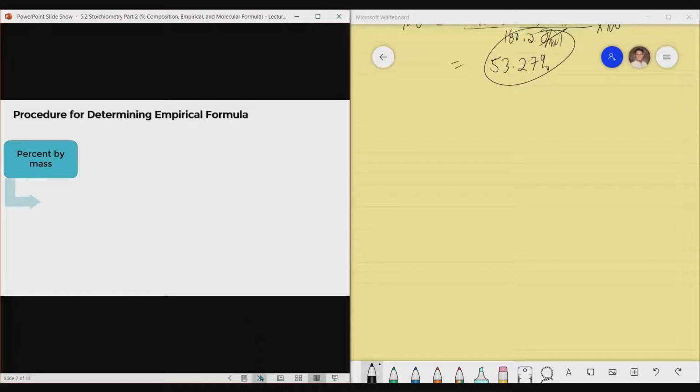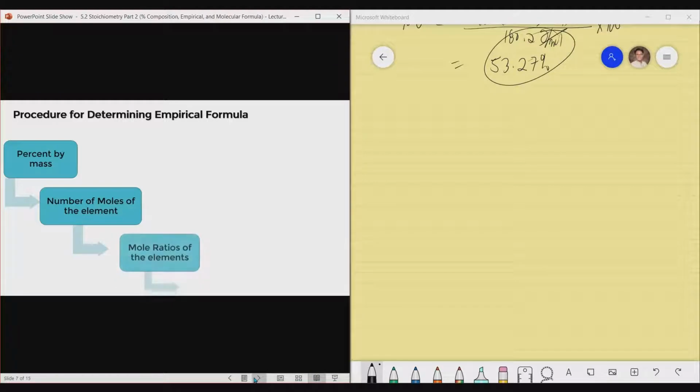We may now proceed with the second step, which is converting the elements into number of moles, or simply computing the number of moles of each element. And then we need to have the mole ratios of each element. And last but not the least, we now have the empirical formula. Now, how is this being done?